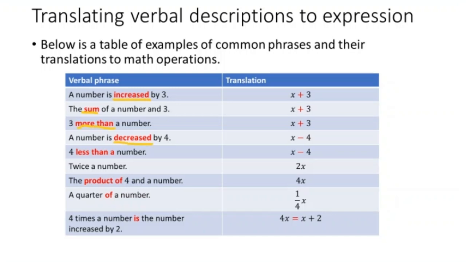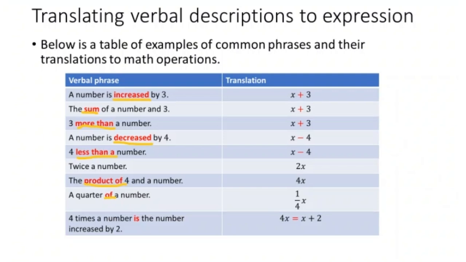Words like decreased, less than a number, we associate with subtraction. Now, phrases like twice a number or triple a number mean we're taking a number and multiplying by 2 or 3. Another way we associate phrases with multiplication is words such as product, or just simply saying of. So for example, the product of 4 and a number is 4 times some number x. A quarter of a number would be 1/4 times x.